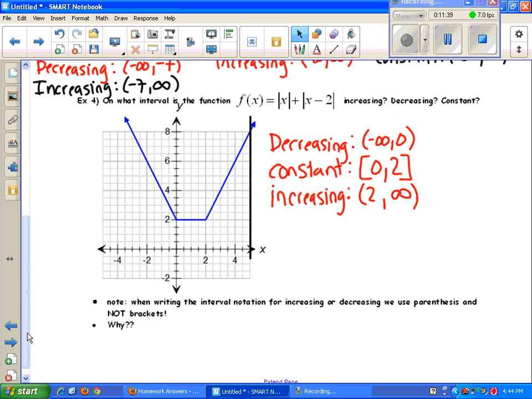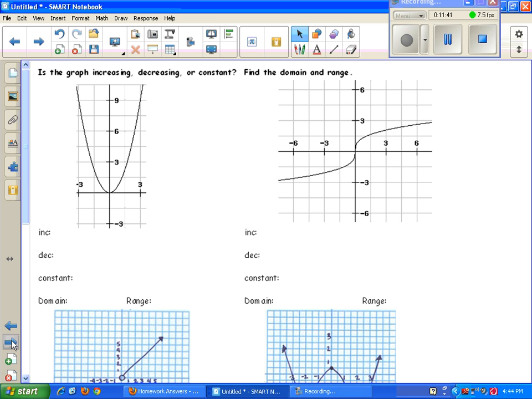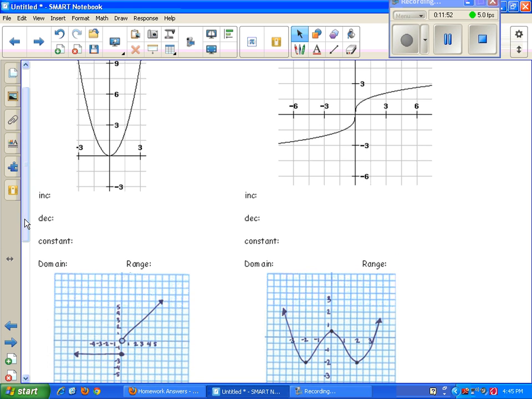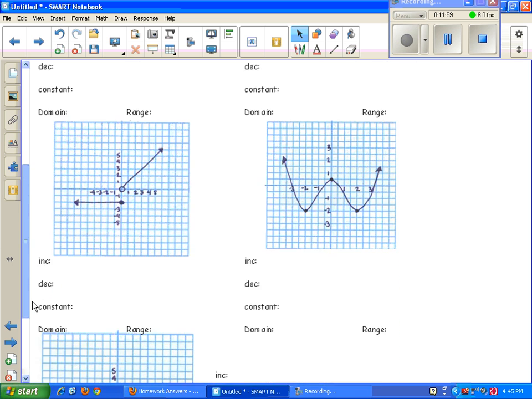So that's it for this page. So let's go to the next one. Now it says, is the graph increasing, decreasing, or constant? Find the domain and range. So for these graphs right here, I want you all to do this on your own. I want you to challenge yourself, and then what we'll do in class is we'll look at the domain and range and if it's increasing or constant. So do that on your own.